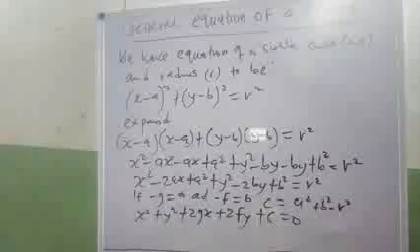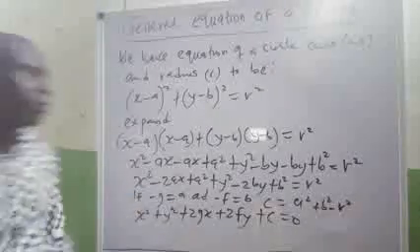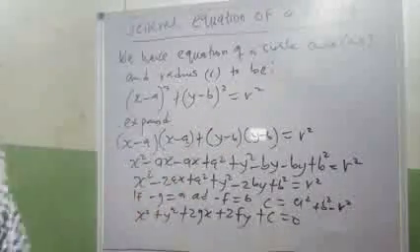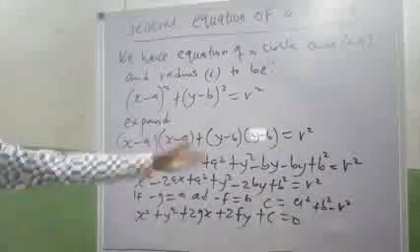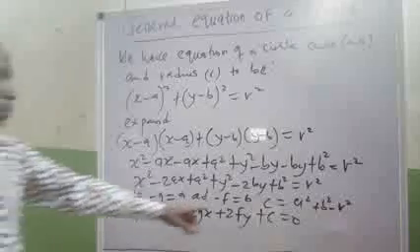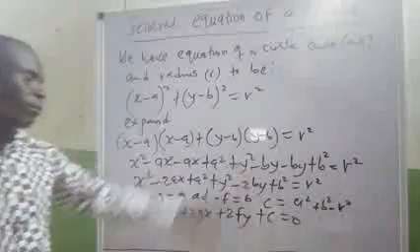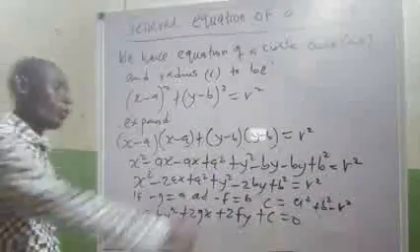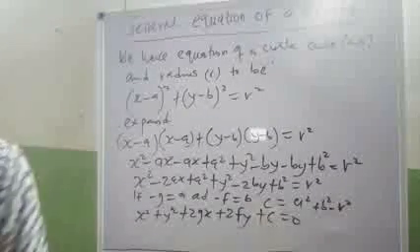This is the general equation of a circle. A simple simplification: just open the bracket. Where you have a, put minus g. Where you have b, put minus f. If you substitute, this will give you the general equation of a circle.